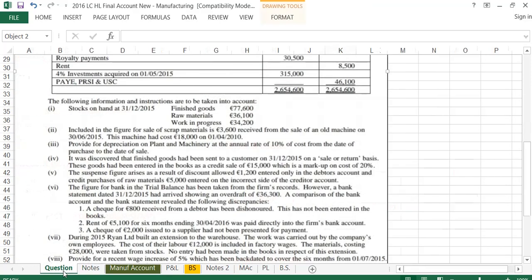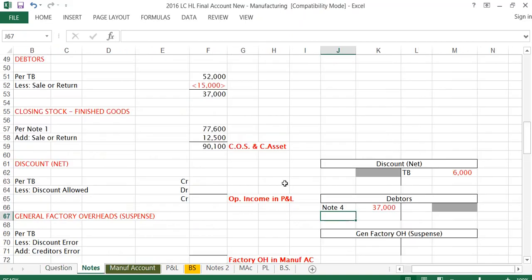Now, in the question, it says it was only entered in the debtors account. So it was entered in the debtors account, so the debtors account is fine. It wasn't entered in the discount account, so I need to put it in the discount account, 1,200 in the discount account, and the opposite will go into suspense, which is included in general factory overheads here, of 1,200.